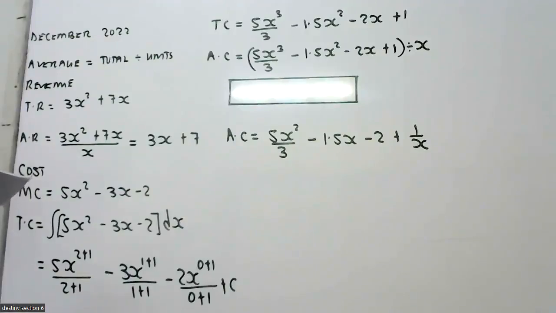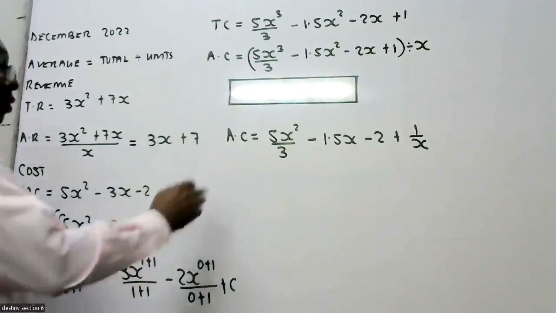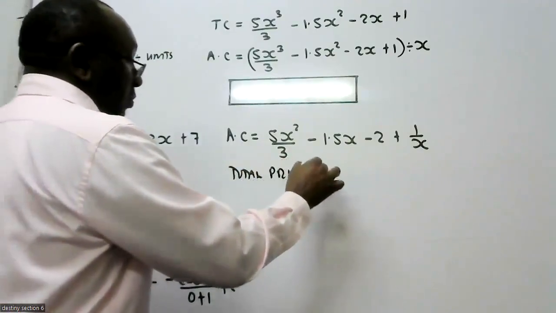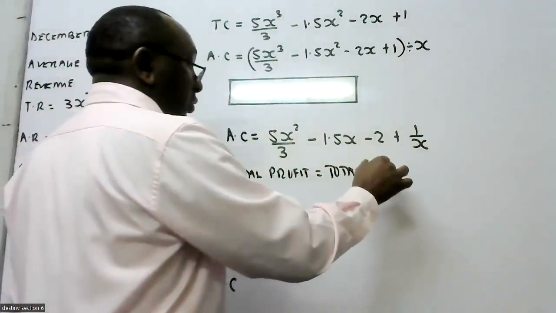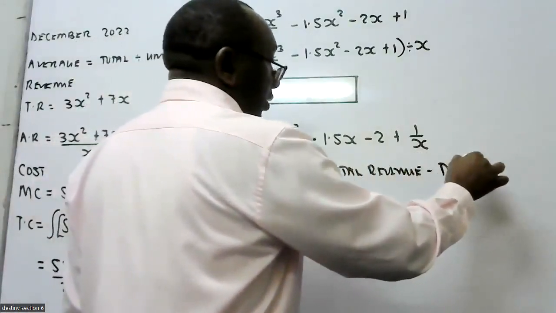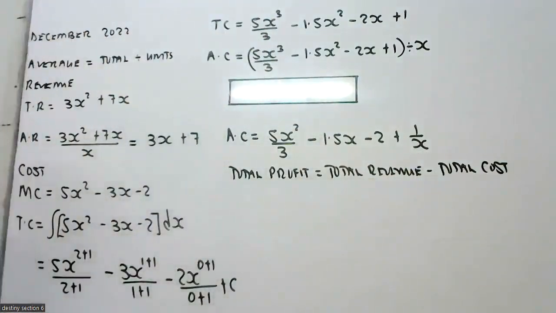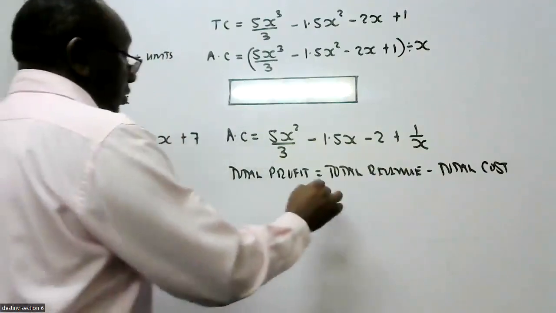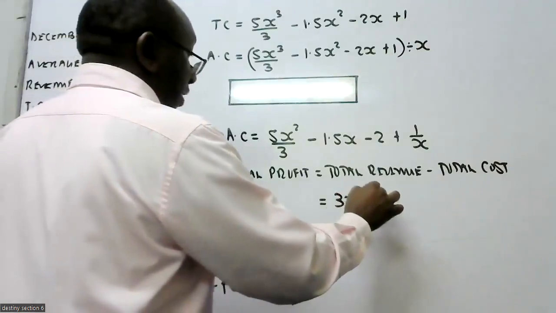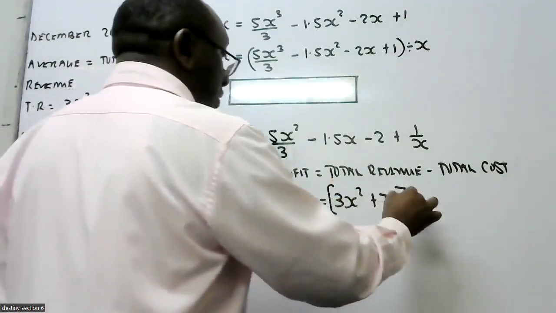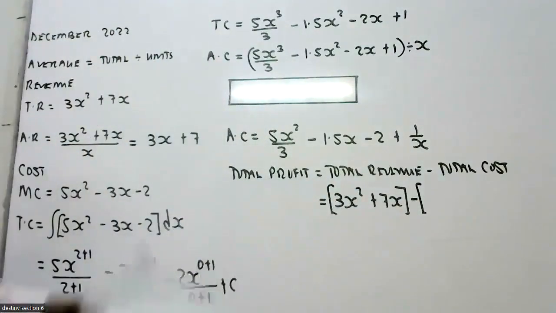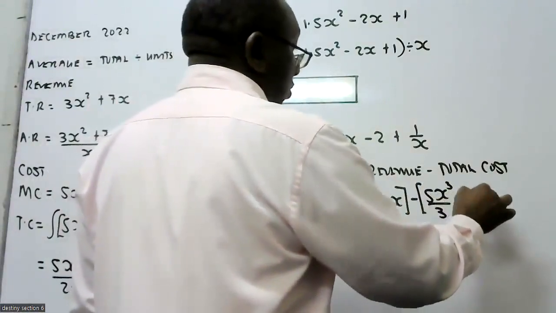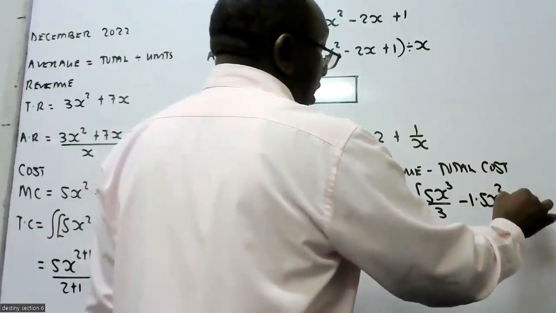The next thing is to calculate the profit maximizing output. So we will need to say that total profit should be equal to total revenue minus total cost. My total revenue was 3x squared plus 7x. Now this one you minus the total cost, which is 5x cubed out of 3 minus 1.5x squared minus 2x plus 1.